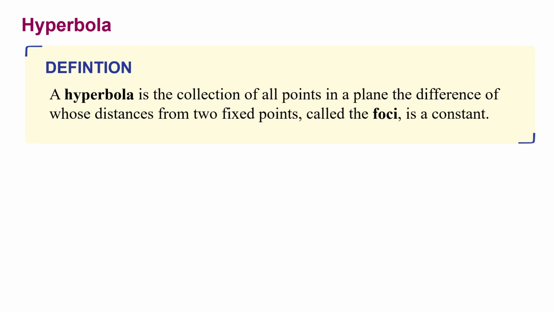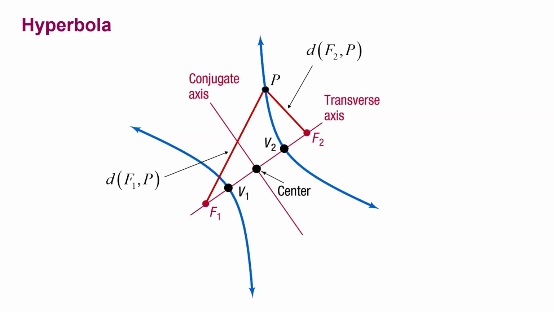A hyperbola is the collection of all points in a plane, the difference of whose distances from two fixed points, called the foci, is a constant. This figure illustrates a hyperbola with foci f sub 1 and f sub 2. The line containing the foci is called the transverse axis. The midpoint of the line segment joining the foci is the center. The line through the center and perpendicular to the transverse axis is called the conjugate axis.